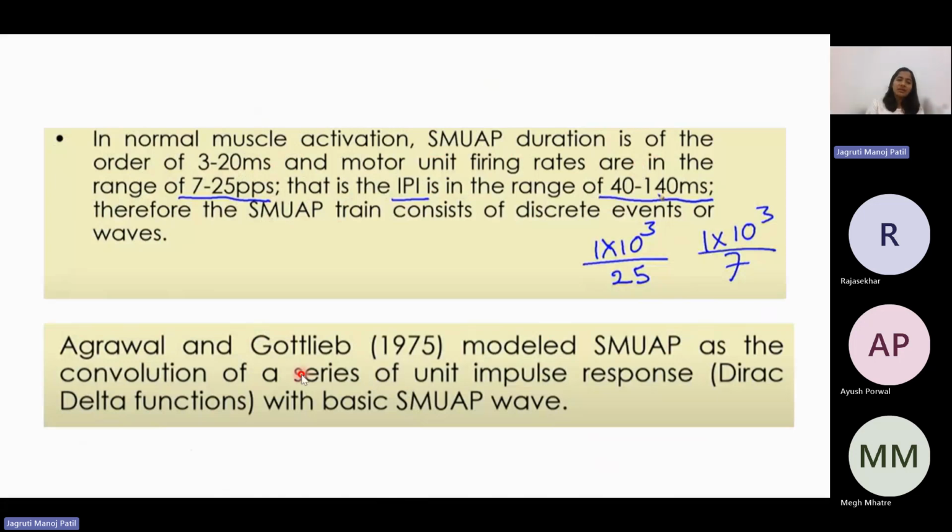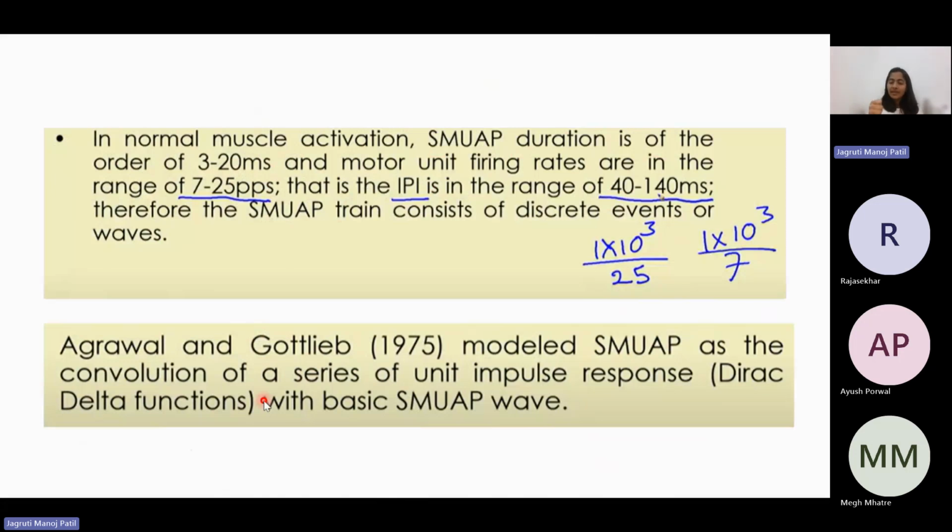There were other people, Agrawal and Gottlieb, in 1975. They modeled the single motor unit action potential as a convolution of a series of unit impulse responses with a basic single unit potential wave. It's not that something new has happened, but what they tried to do is this. If you remember, can any one of you tell me the principle of a resonant fork? We have two resonant forks, and we put them on the bench or table, and we see that it's vibrating for a certain period of time.